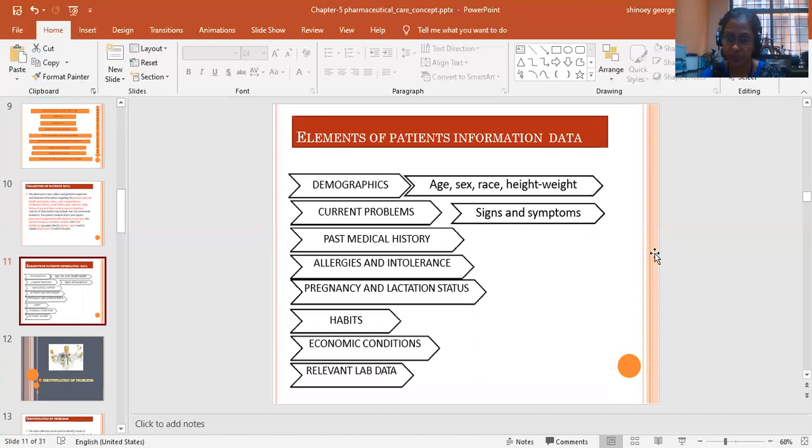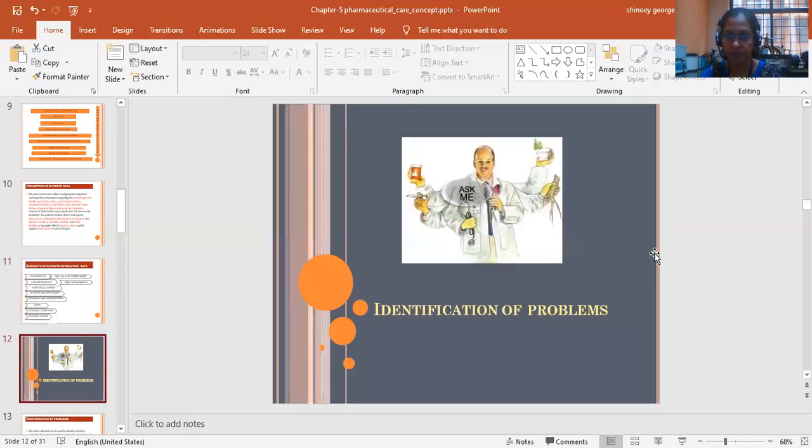It includes patient's demographics, that is age, sex, height and weight, current problems, which is known as signs and symptoms, past medical medication history, any kind of food allergies or drug allergies, any kind of drug intolerance, whether the patient comes under the category of pregnancy or lactation, different kinds of social habits, economic condition, any kind of relevant lab data or abnormal lab values also has to be documented in the patient's data collection form.